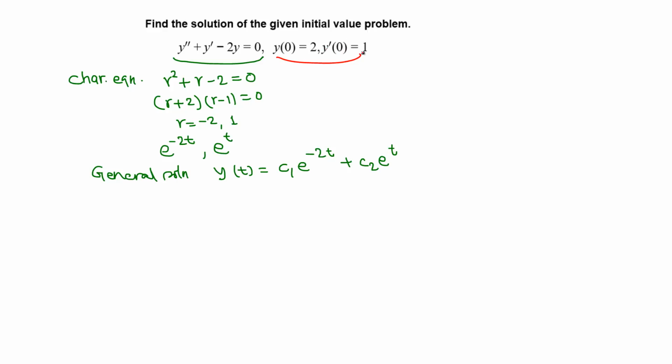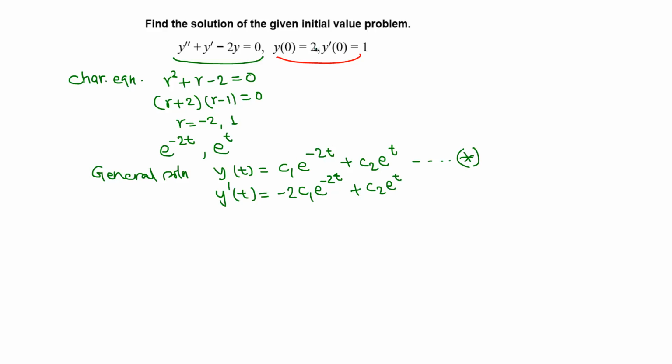Look at the second initial condition. We have y prime, so let's find the derivative of this. At the end, once we find C1 and C2, we come back here and write down the final answer. Let's find the derivative to make use of the second initial condition. The derivative of an exponential function is itself times the derivative of the exponent, that's negative 2. So negative 2 C1 e to the negative 2t plus e to the t is just e to the t, C2 e to the t.